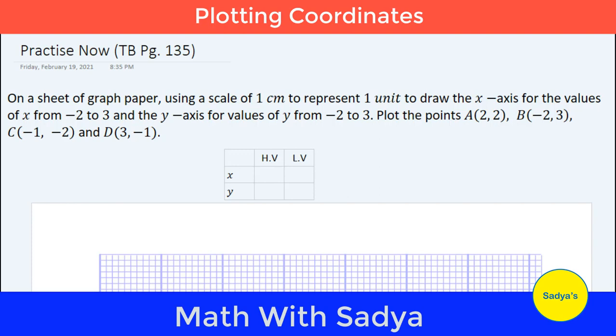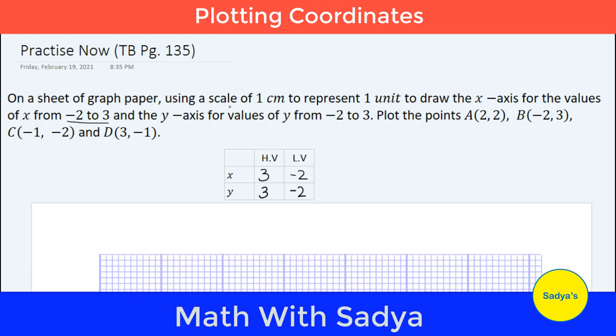So before plotting the points on the graph paper, we need to look at the highest and lowest value of x and y. By looking at the question, we can see that the values of x are from -2 to 3. It means that the highest value of x is 3 and the lowest value of x is -2. Similarly, the values of y are from -2 to 3. So the highest value of y is 3 and the lowest value is -2. So we have to plot these 4 points.